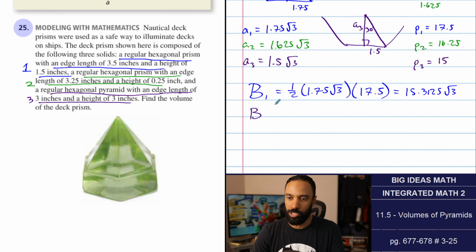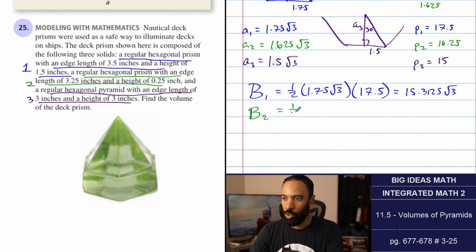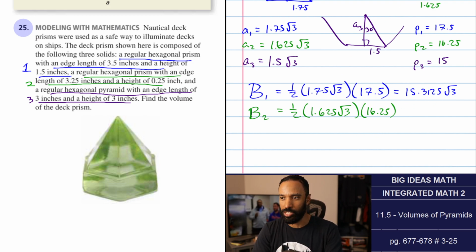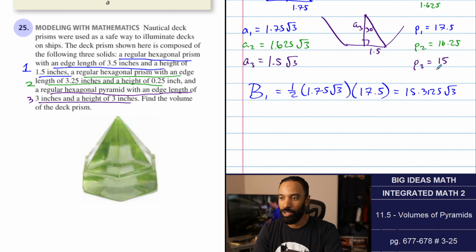Area of the second base. Area of the second base is 1/2 apothem times perimeter. I don't know how I didn't notice that all of these apothems are 10 times smaller than, or not 10 times smaller, but this 16.25 here and 1 point. Wait, these are hexagons, not pentagons. I multiplied these by 5. Oh, no. Shoot.